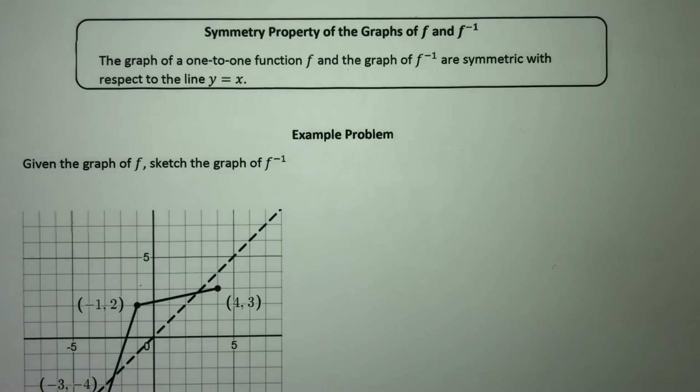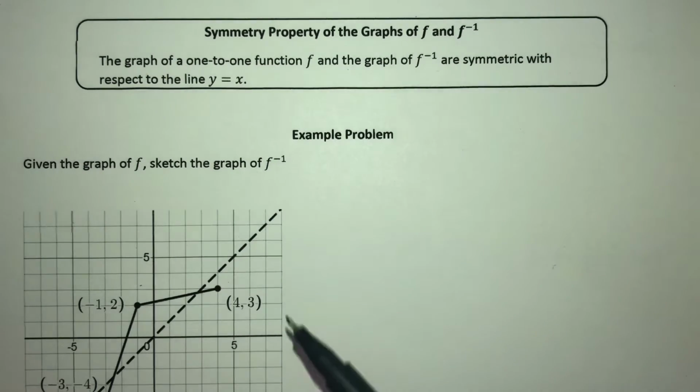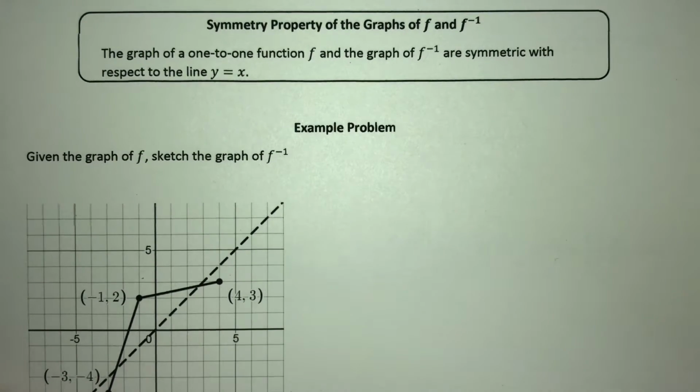This is part 3 of section 1.7: the symmetry property of the graphs of a function and its inverse. The graph of a one-to-one function f and its inverse are symmetric with regard to the line y equals x, which is your identity function.